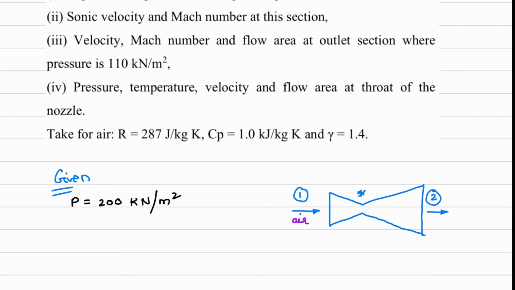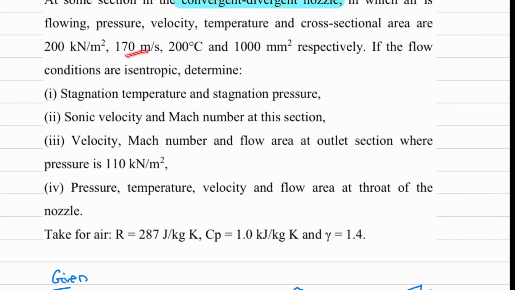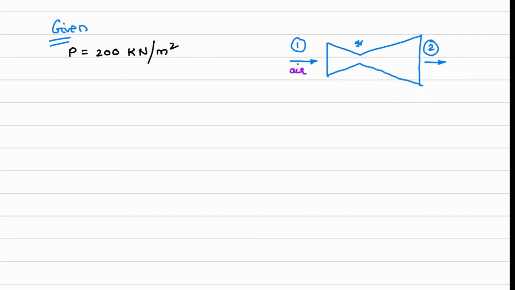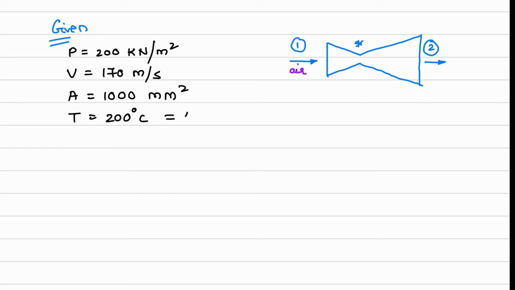Then same way, next data, velocity is 170 meter per second, then temperature is 200 degrees Celsius, and cross sectional area A is equal to 1000 mm square. So I'll write down all this data. So velocity is equal to 170 meter per second, area is equal to 1000 mm square, and temperature is equal to 200 degrees Celsius. So convert to Kelvin, 200 plus 273, 473 Kelvin. Okay, now we'll calculate all the things which are asked in the question.